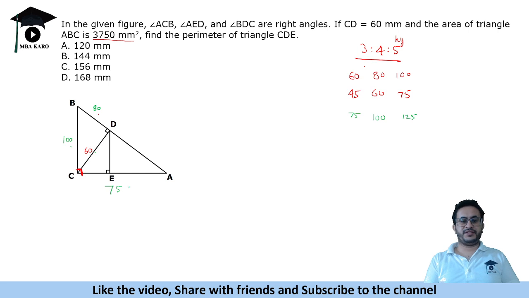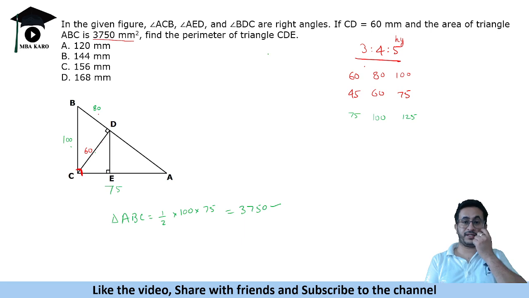So this side will be 75 and the area of triangle ABC is 3750. So the area of triangle ABC is half of 100 into 75, which is 3750. So it matches. Now we need to find the perimeter of triangle CDE.